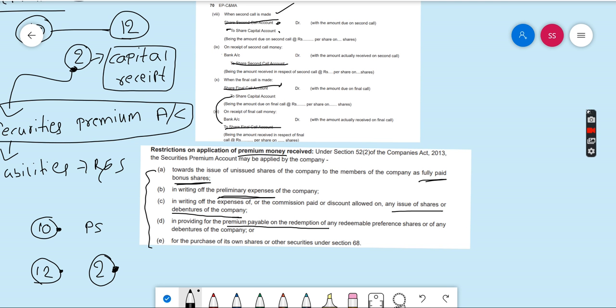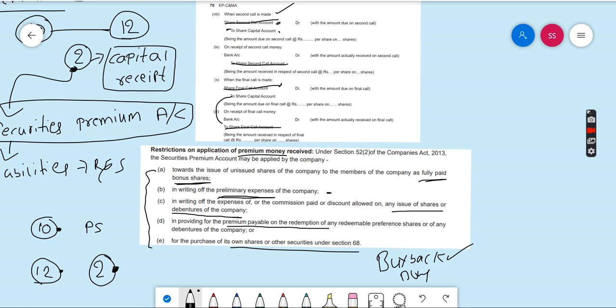In providing for the premium payable on the redemption of any redeemable shares, while redeeming, if you pay any premium, that will be written off by the securities premium account. And for the purchase of its own shares or other securities, that means nothing but buyback. So you can use the securities premium for buyback, for bonus, and to write off the preliminary expenses.